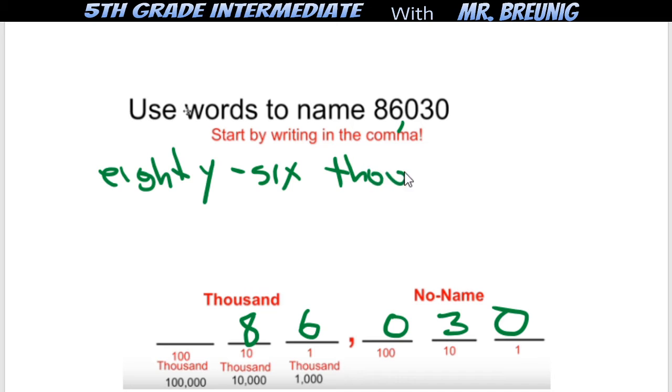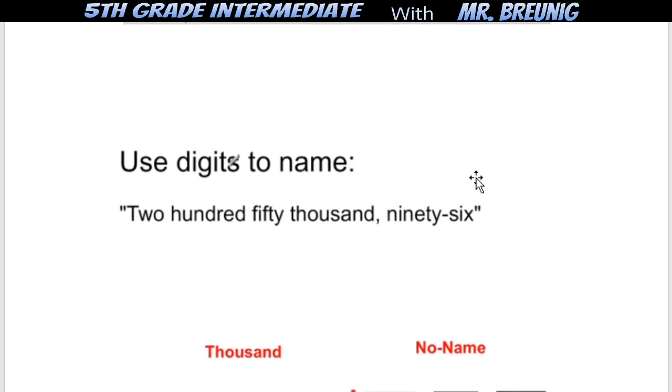86,000. Okay, I'm naming the group here, so I know my groups are separated by a comma. I want to make sure I put that comma in there. 86,030 is the answer that you should have gotten. All right, moving right along.